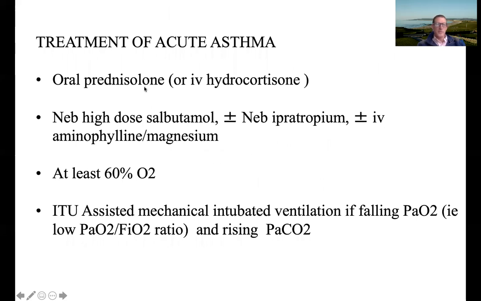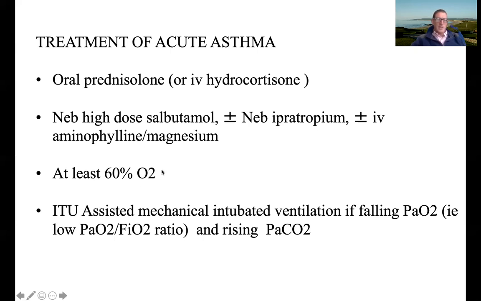Treatment of acute asthma, we never use inhaled steroids to treat acute asthma. Really important learning points. You either give it orally, this is the systemic route of administration, going straight into the blood, or you give it intravenously. The oral steroid is prednisolone, and the intravenous steroid is called hydrocortisone. In addition to giving systemic corticosteroids, we give high-dose bronchodilators inhaled through a nebulizer with oxygen. We give salbutamol, usually with ipratropium, and if that doesn't work, we can give intravenous aminophylline or intravenous magnesium, which is a bronchodilator, relaxes airway smooth muscle.